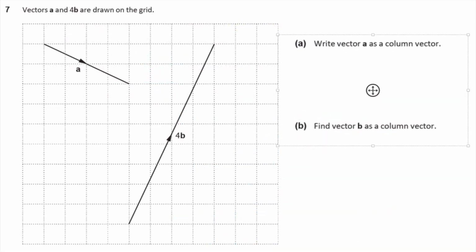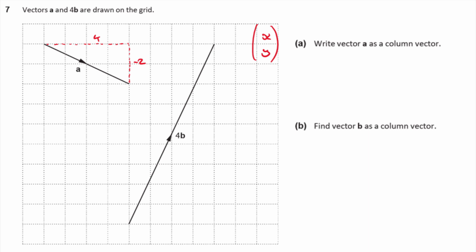Question 7, vectors A and 4B are drawn on the grid. And then part A says, write vector A as a column vector. Okay, so column vectors are written in the form x over y, where x is the distance from one end of the vector to the other in the direction of x. So you can see that's 4 units in that direction. And then in the direction of y, which is how many units up it is, and this is actually 2 units down. So this is considered to be -2.